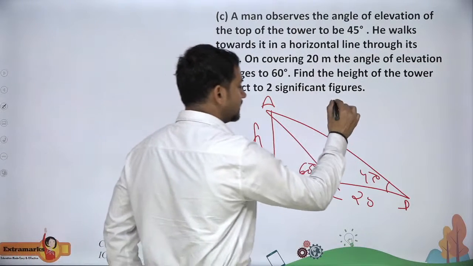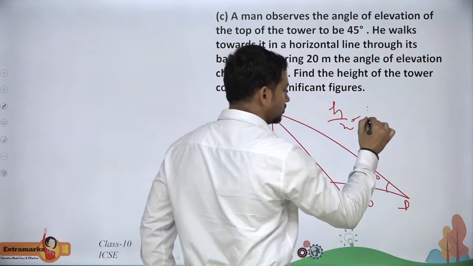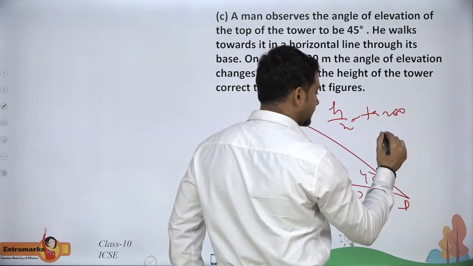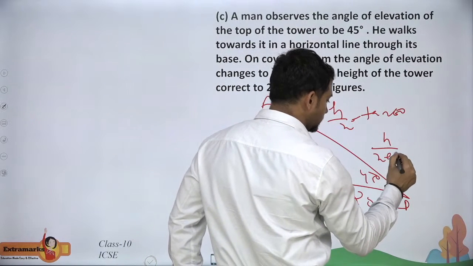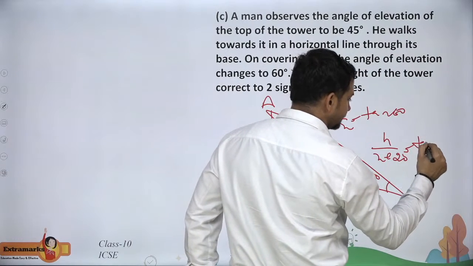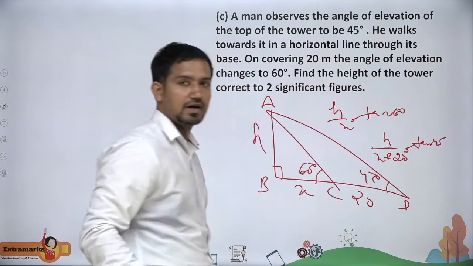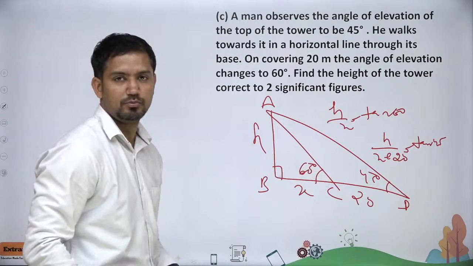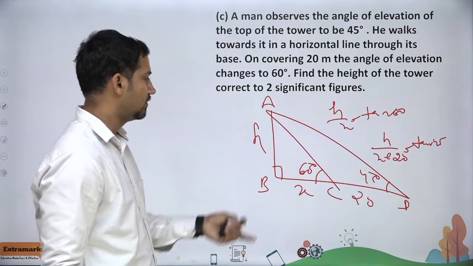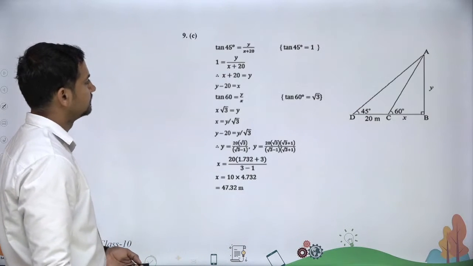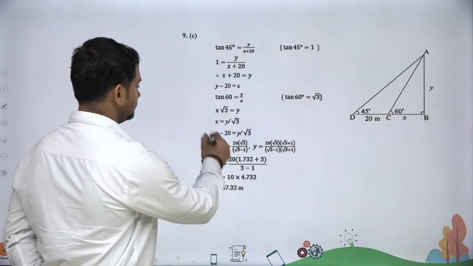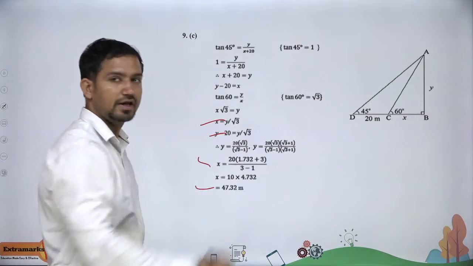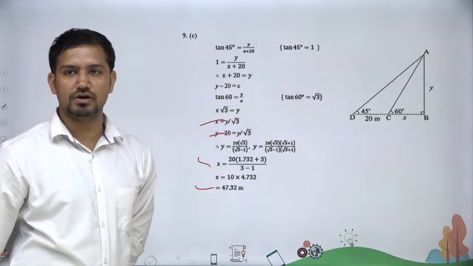See, because we know that h upon x should be equal to tan 60. This is the first equation. And h upon x plus 20 should be equal to tan 45. Then after that, we have to solve these equations, put the values of tan 60 and tan 45, and then we get the answer, okay? Like this. Okay? So can we go to the next one?